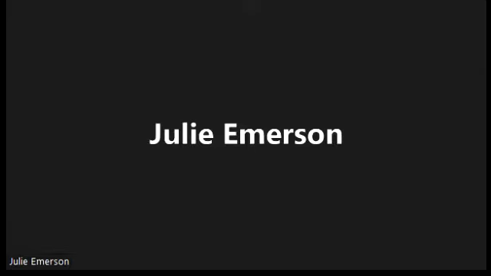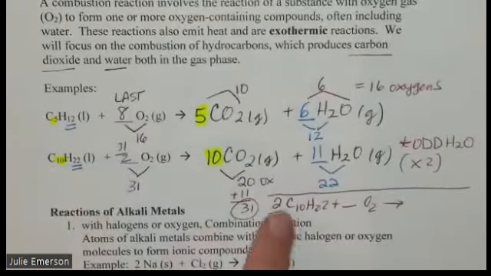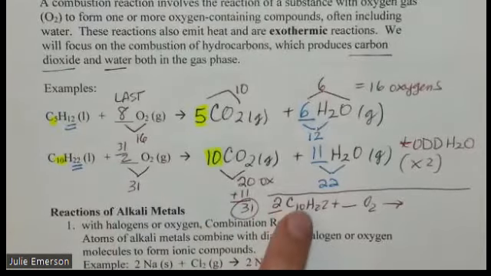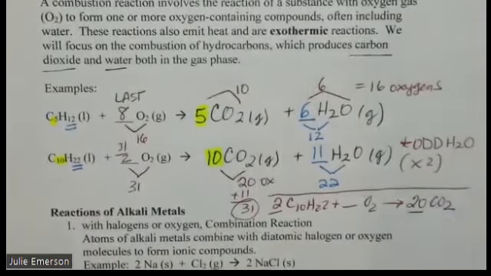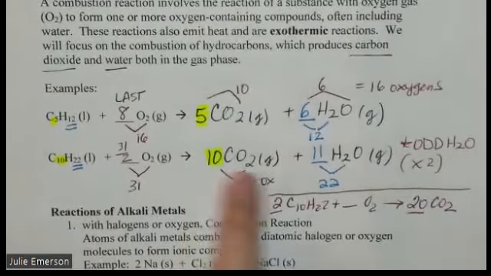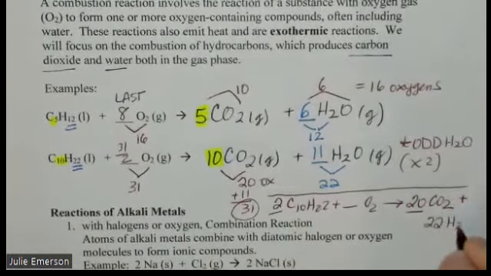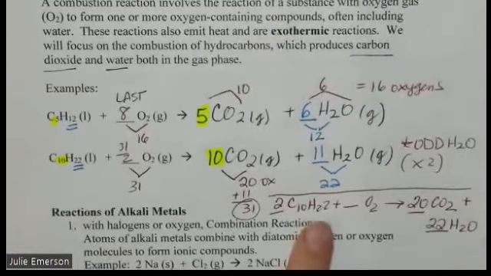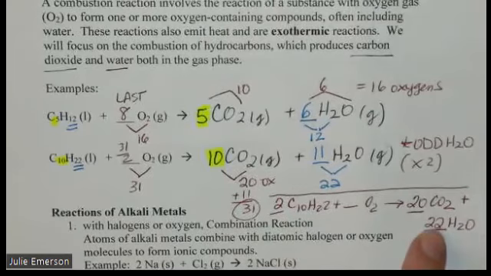Then on the product side, instead of just carrying over that 10, if I have the 2 now, I've got really a total of 20 carbons. So I'm going to put a 20 in front of CO2. And that makes sense because I'm multiplying it by 2. So 10 times 2 is 20. And then for the water, instead of 11, it would be 22. But if I double check that, 2 times 22 is 44.